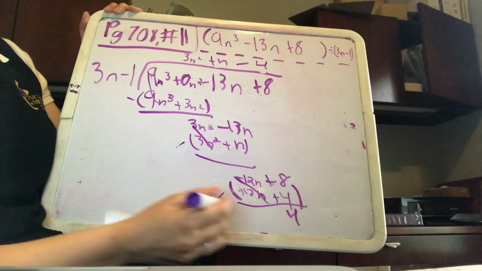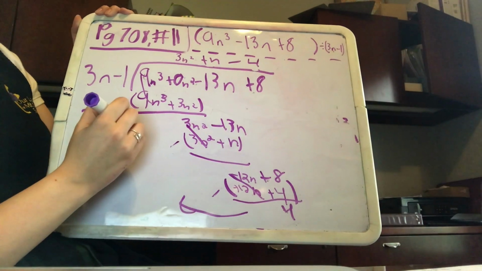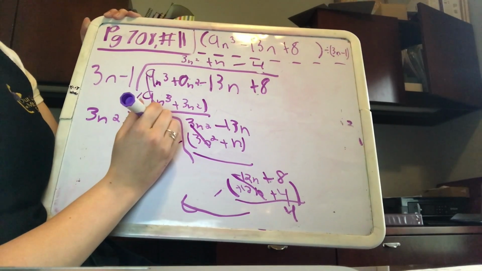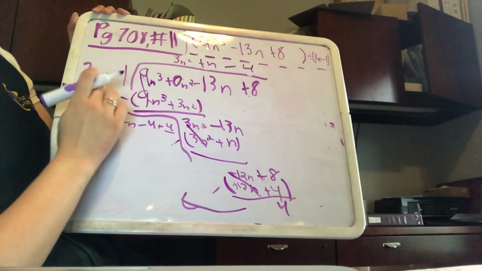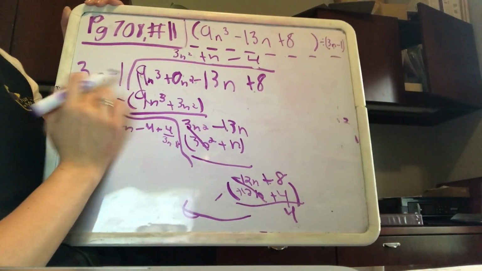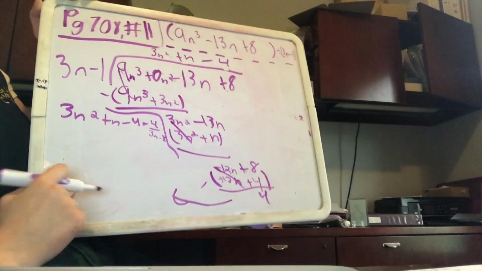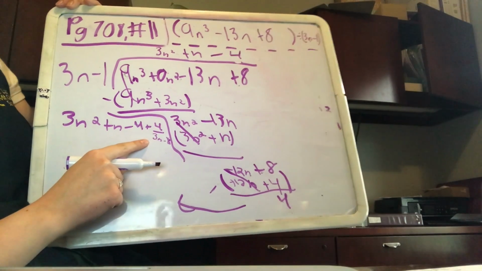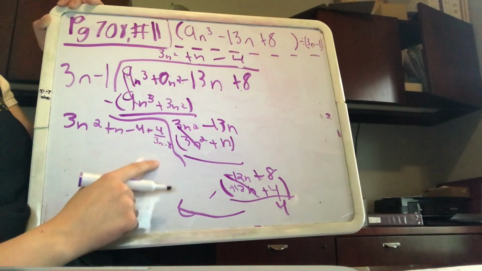So I'll put our answer over here. So we have this at the top, 3n squared plus n minus 4, plus our remainder, which is 4, over this number, 3n minus 1. Because if you really think about it, this number wasn't divided by this at all, so that's why it's over 3n minus 1. So that's showing that it needs to be divided by it. And so there's the answer, 3n squared plus n minus 4 plus 4 over 3n minus 1.